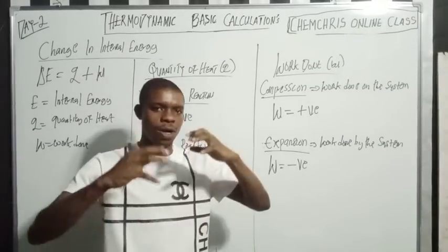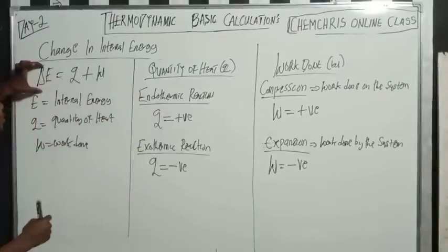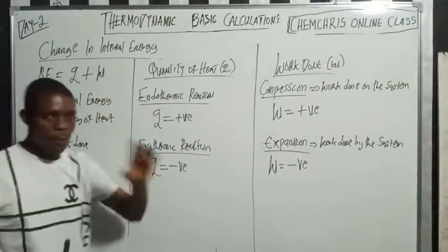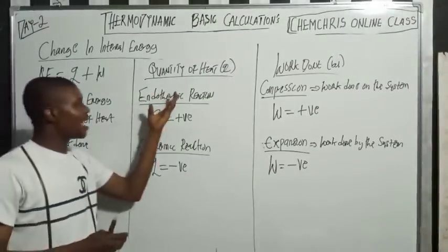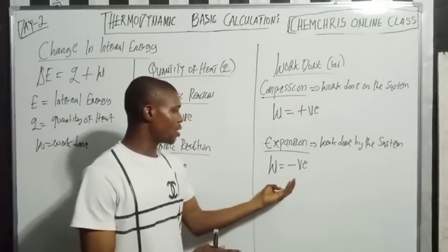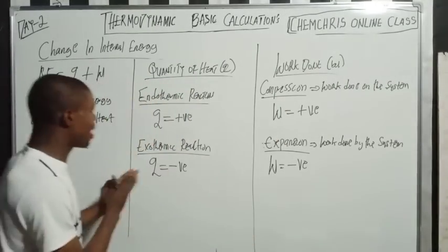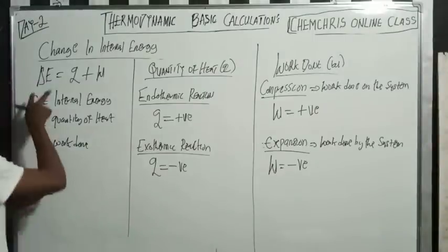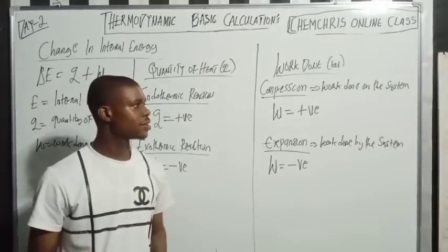So we have to solve the question: how to calculate change in internal energy. We have to look at various questions here. This formula we are using is called the general formula: change in internal energy equals Q plus W. And we have endothermic reaction, exothermic reaction, compression, and expansion. So now let's start looking at some questions and I can start applying this to solve problems when it comes to change in internal energy.